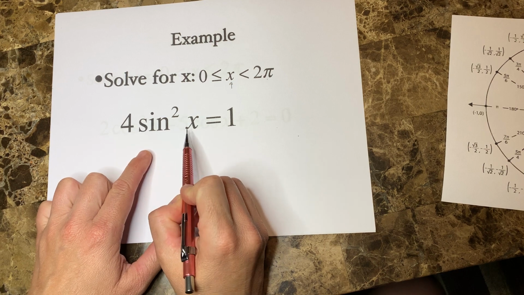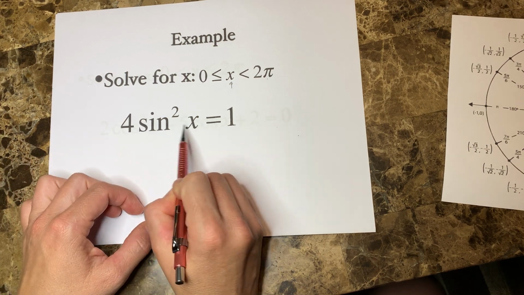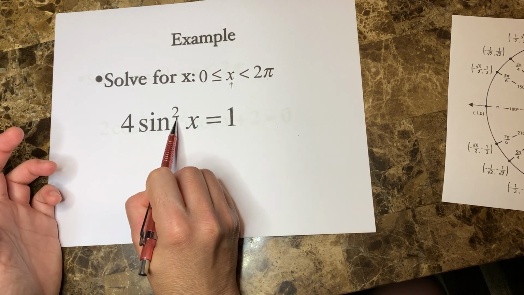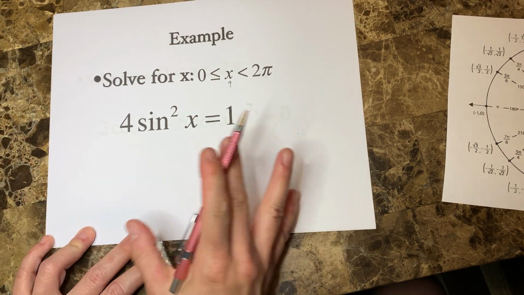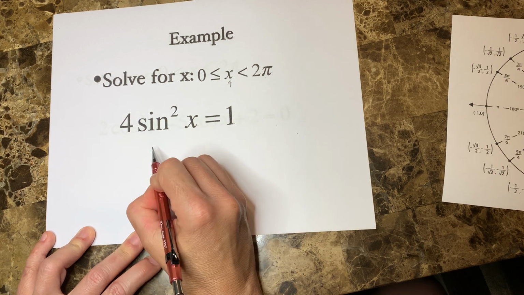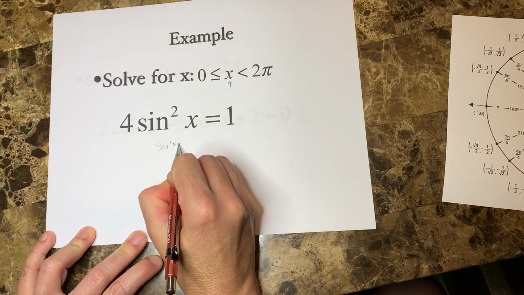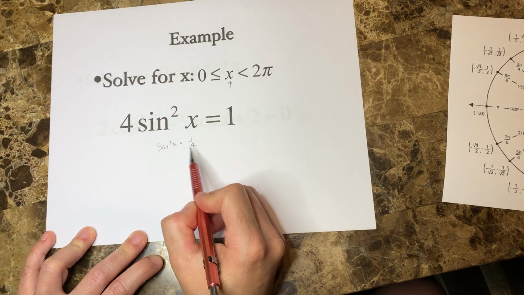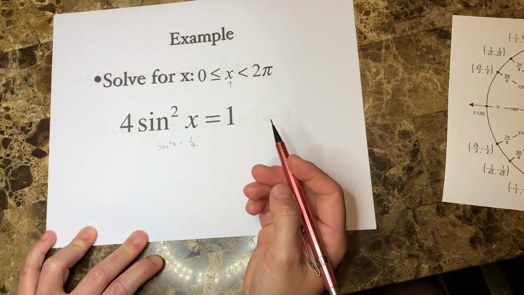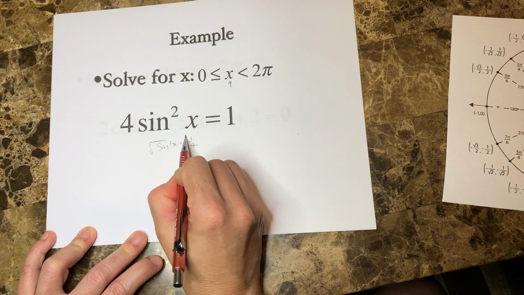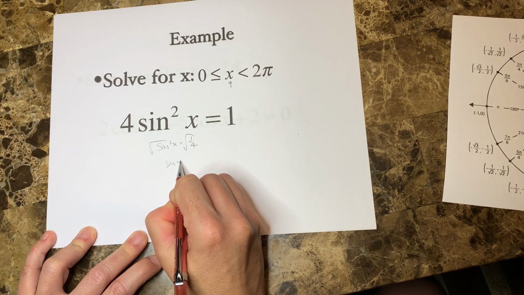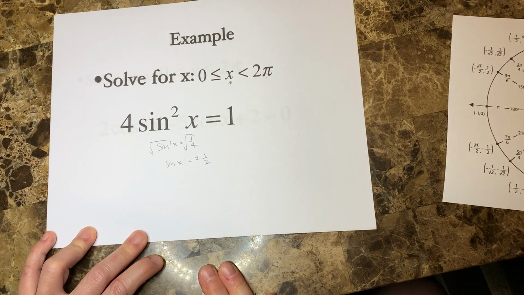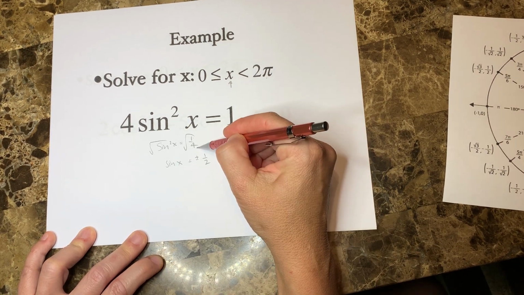I am trying as much as I can to isolate the sine of x. So I've got some things in the way. I've got this 4 in the way, I've got this square in the way. So I'm going to solve this the way I normally would any other equation. I'm going to divide both sides by 4. And again, if you had x squared equals 1/4, you would take the square root. So I'm going to do the same thing. I'm going to take the square root of both sides, and I get sine of x equals plus or minus 1/2. The square root of 1 is 1, square root of 4 is 2.